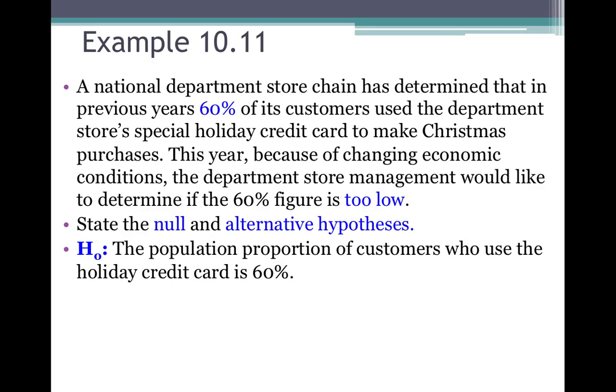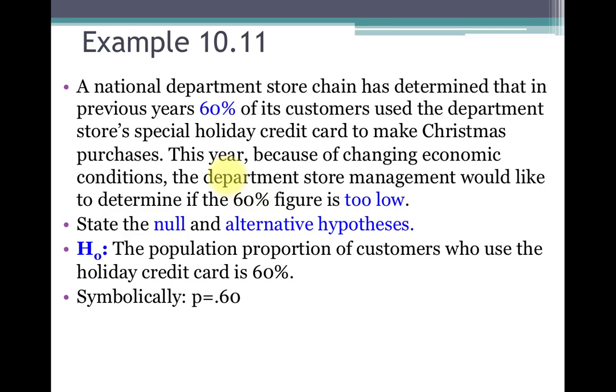H sub O: the population proportion of customers who use the holiday credit card is 60%. Okay, so we're going to start the words with the population proportion, because 60% is not a population mean, it's a population proportion. And symbolically, we're going to state that P equals 0.60.